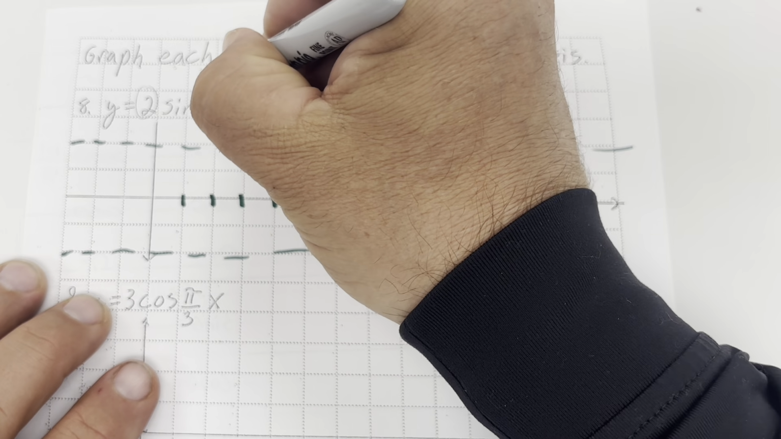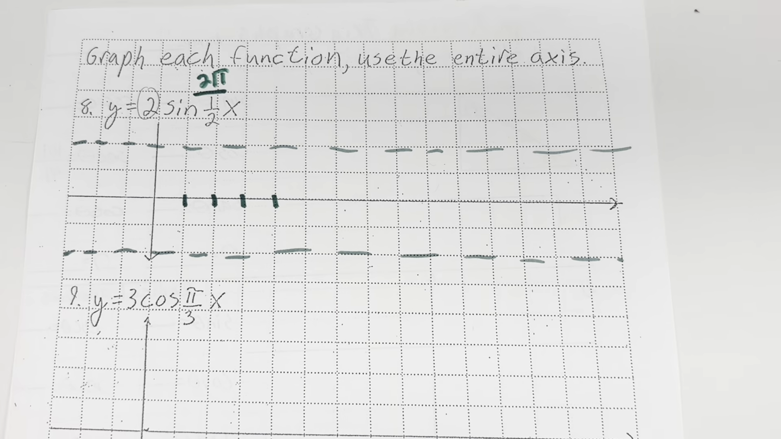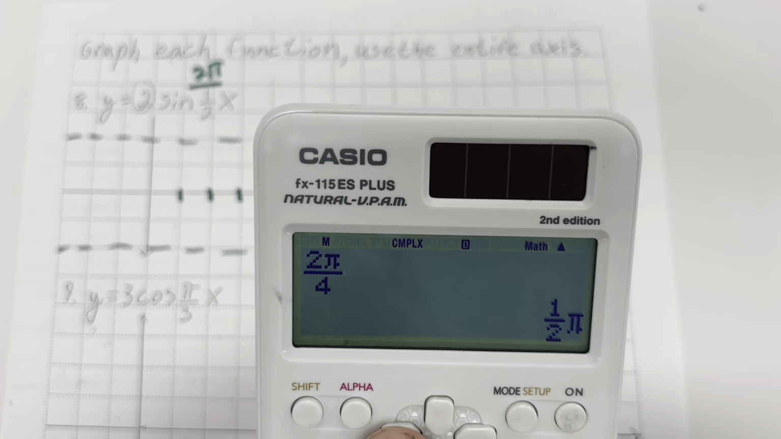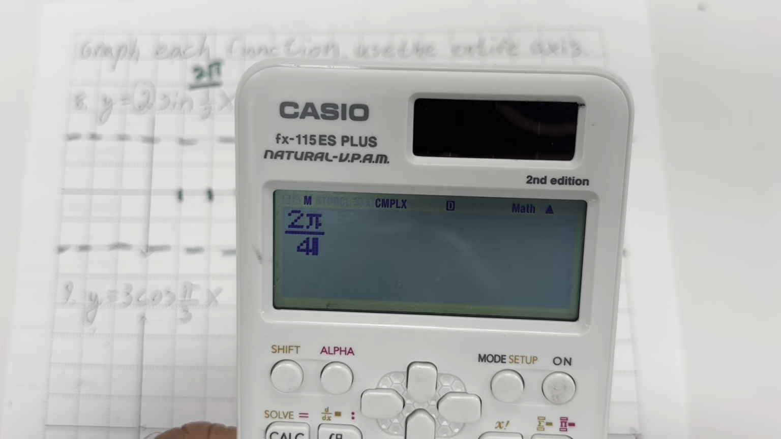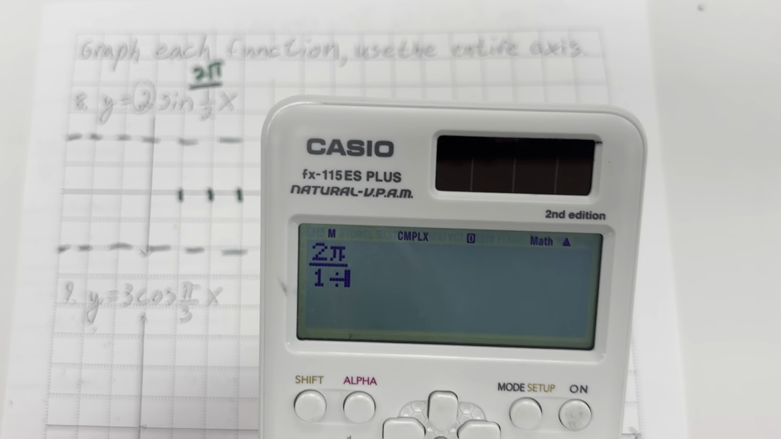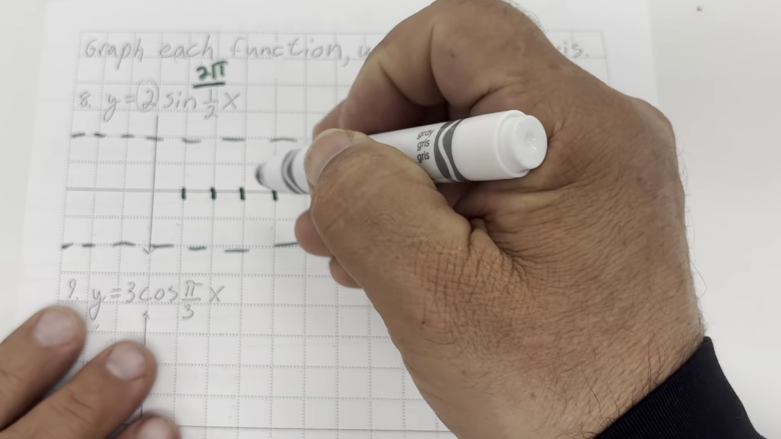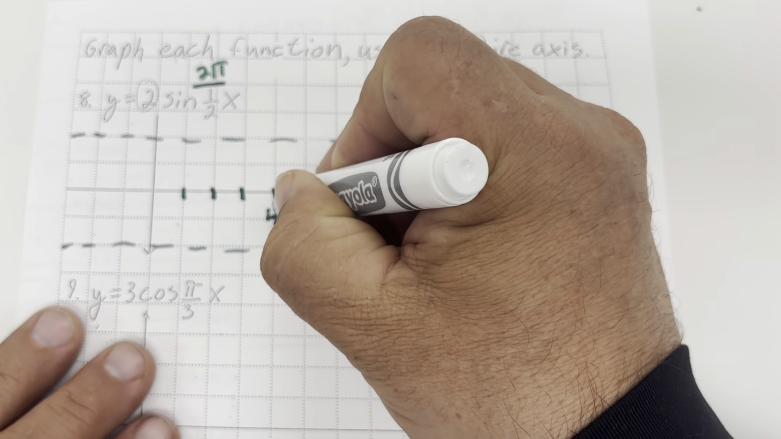And we find the period, so 2 pi divided by 1 divided by 2. So 2 pi divided by 1/2. Again, we can just back arrow and change that to 1 divided by 2. And that's 4 pi. So this fourth spot here is 4 pi.